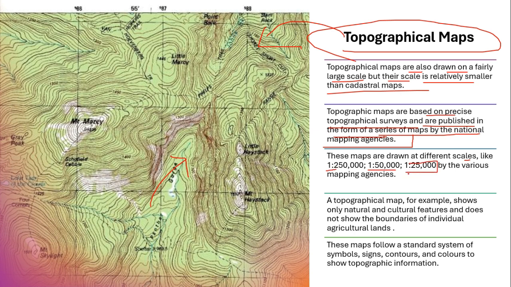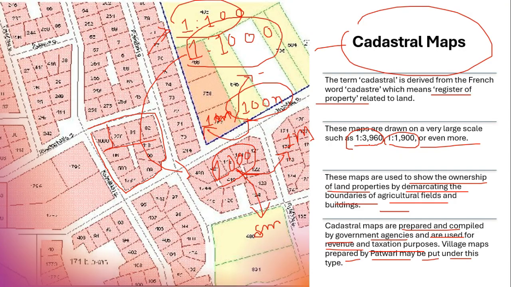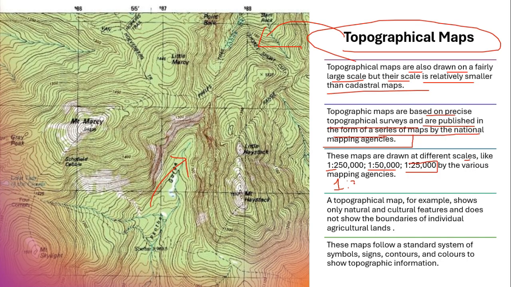So you compare this scale, like 1:3,900. This scale number is looking small. This is a type of cadastral map scale, and here is the scale number of a topographic map. So this scale has a bigger number, which means it is a smaller scale than the cadastral map scale, as we have already read that topographical maps have a smaller scale than cadastral.